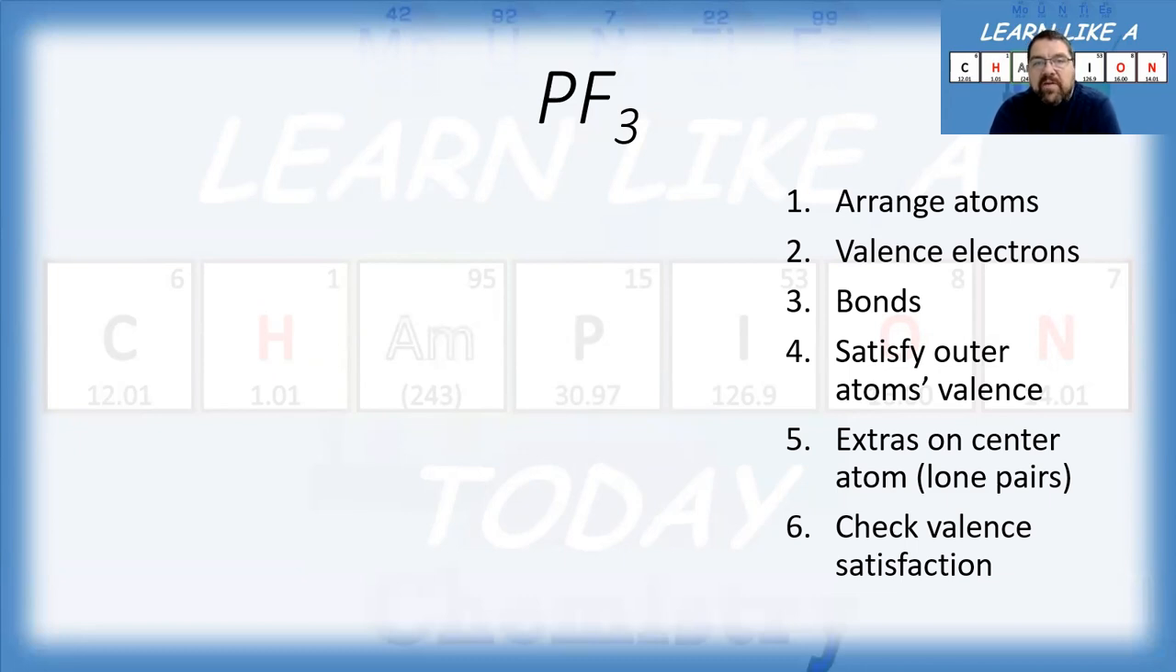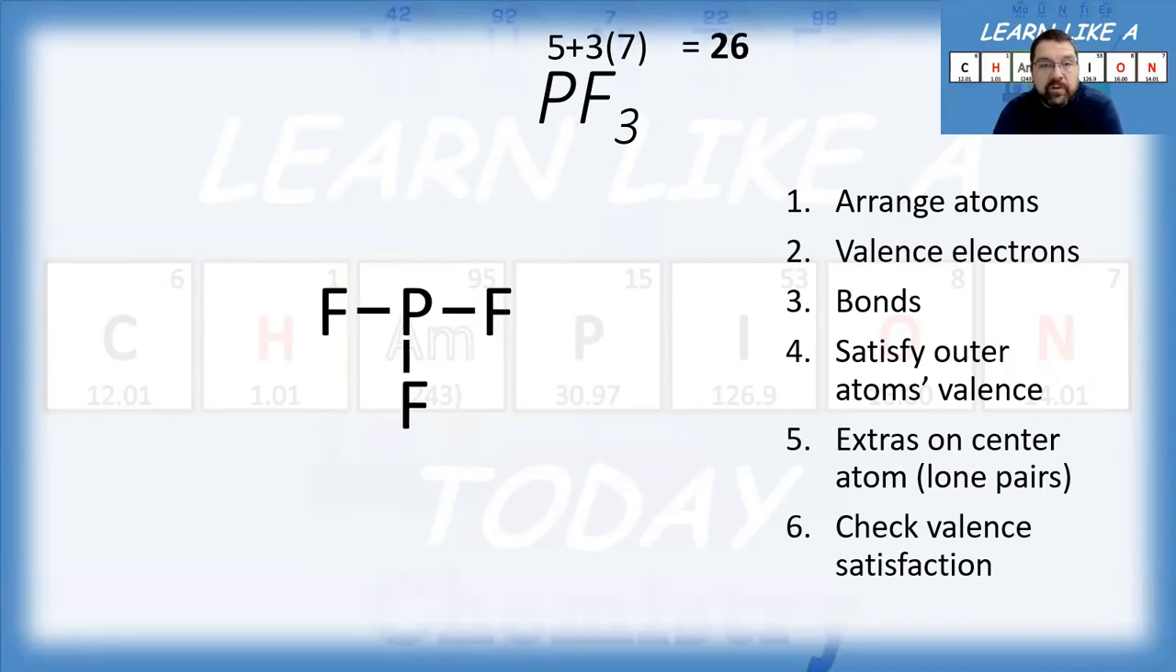All right, PF3, phosphorus trifluoride. As we take a look at this, hopefully you can determine that phosphorus is going to be the central atom surrounded by 3 fluorines. Our valence electrons, phosphorus has 5, and fluorine being a halogen has 7, 3 of them, means a grand total, we're going to have 26 valence electrons.